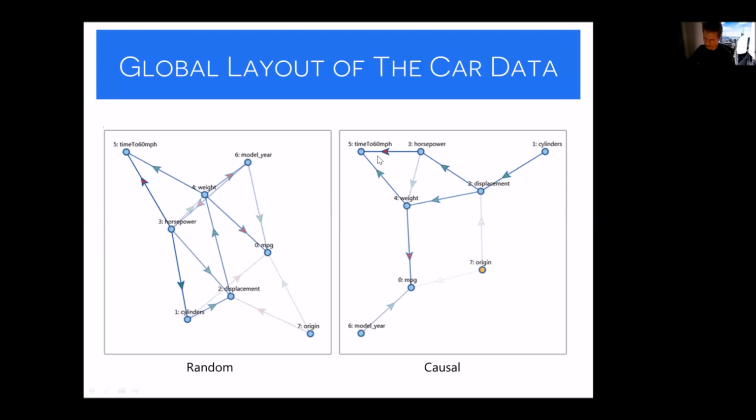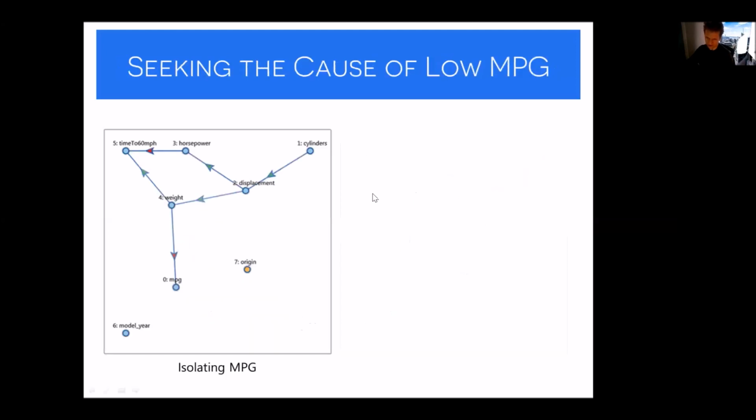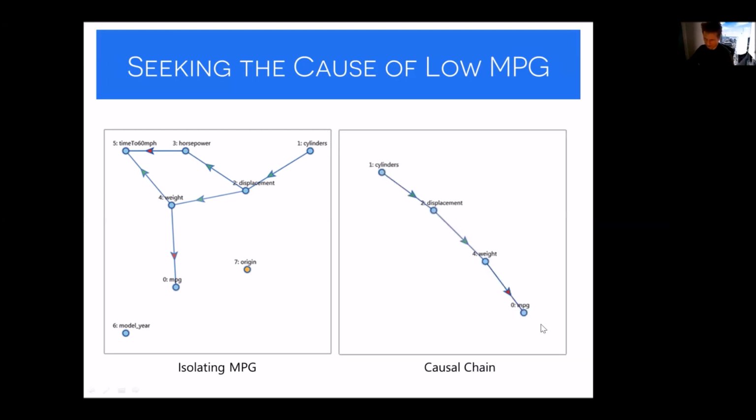So let's talk about this sort of problem and how you would design a system for when someone wants to ask this question: what is the cause of low miles per gallon? How would you go about analyzing this? This is just isolating low miles per gallon. Here, weight causes this, and weight causes that. So this is based on the network only with regards to miles per gallon. This is the causal chain: the more cylinders you have, the bigger the displacement, the bigger the weight, the lower the miles per gallon. It's basically just unrolled.